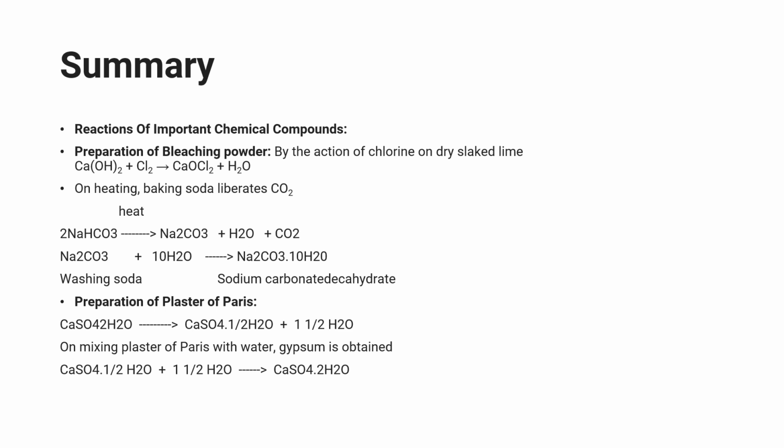Reactions of important chemical compounds. Preparation of bleaching powder. By the action of chlorine on dry slaked lime, Ca(OH)2 plus Cl2 gives CaOCl2 plus water. On heating, baking soda liberates carbon dioxide. Preparation of plaster of Paris. On mixing plaster of Paris with water, gypsum is obtained.